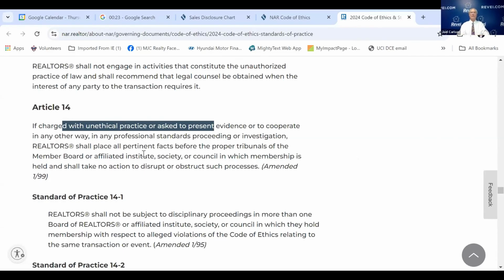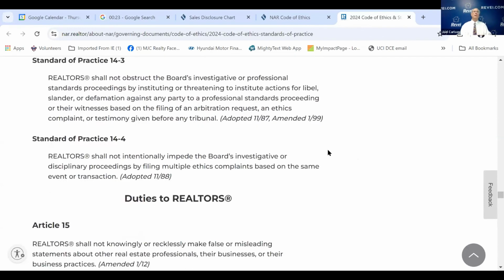Article 14, unethical practice. You will cooperate with the grievance committee and the professional standards committee. Those are the two committees that go into Article 14. And as I told you at the end of class, I'm going to strap you down to the nose cone of SpaceX and I'm going to launch you. You're not going to believe what I'm going to show you at the end of class.